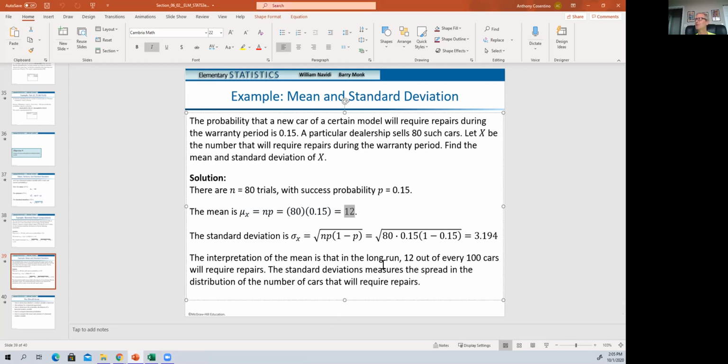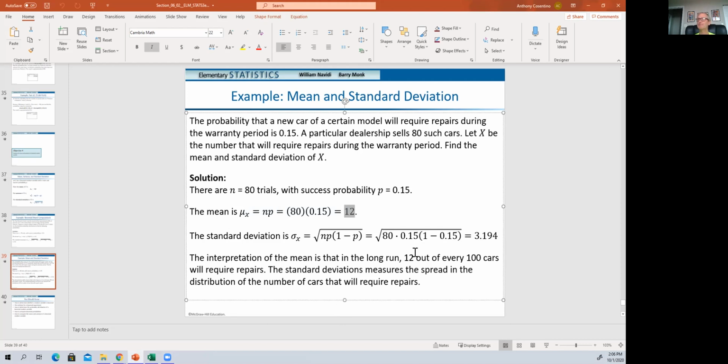To do the standard deviation, you take 80 and then 0.18 and then 1 minus 0.18. You can get out your calculator and do that calculation, and out comes 3.194.